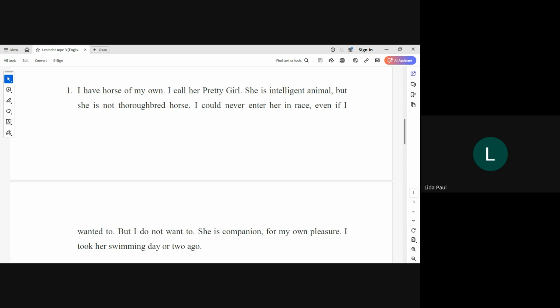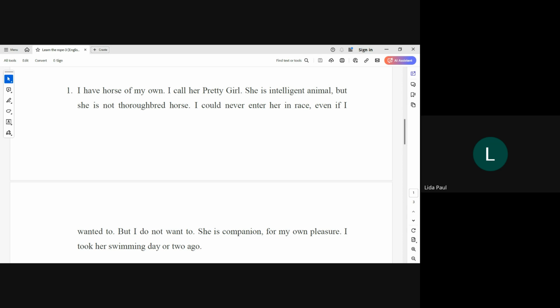I call her Sweetie, or I call her Mia, or I call him whatever. Before names, you usually don't use articles, right? So no articles required here. I call her pretty girl. Then she is an intelligent animal. So she is an intelligent animal.